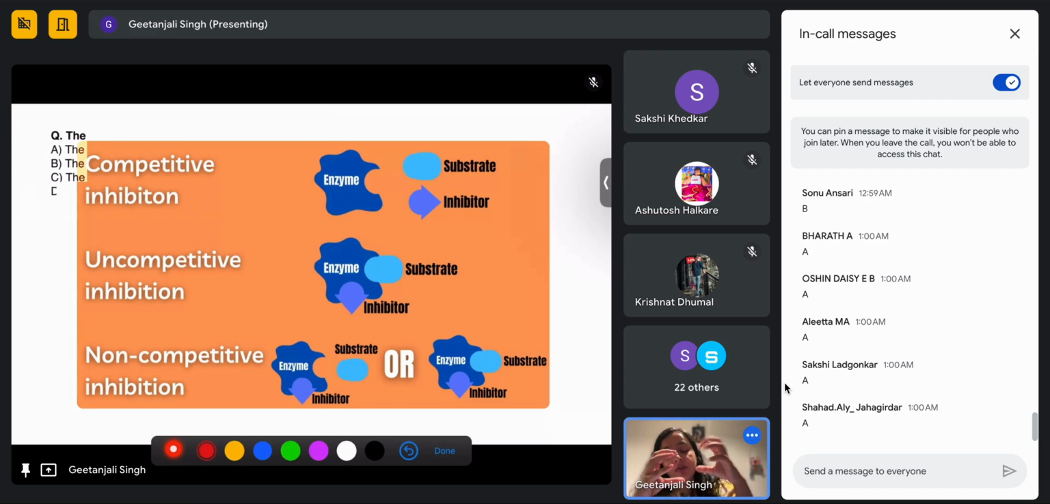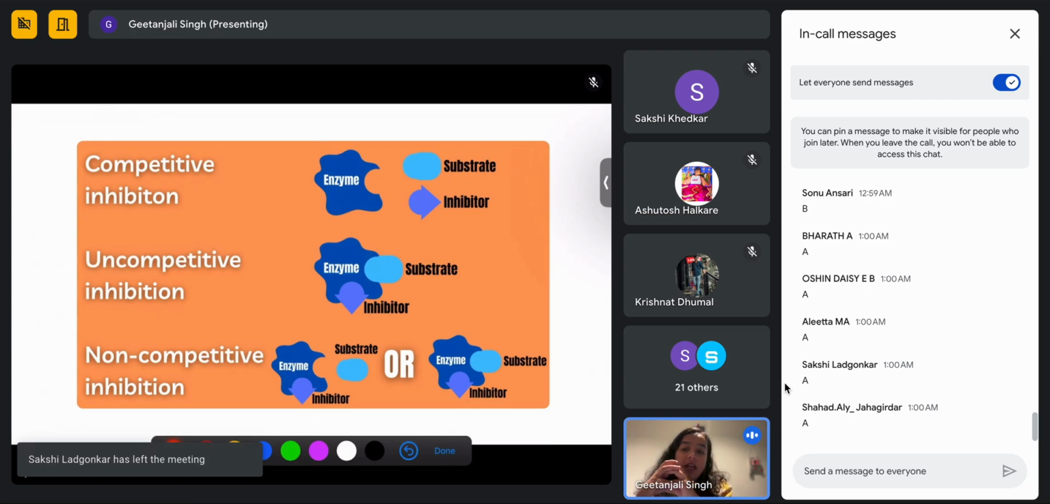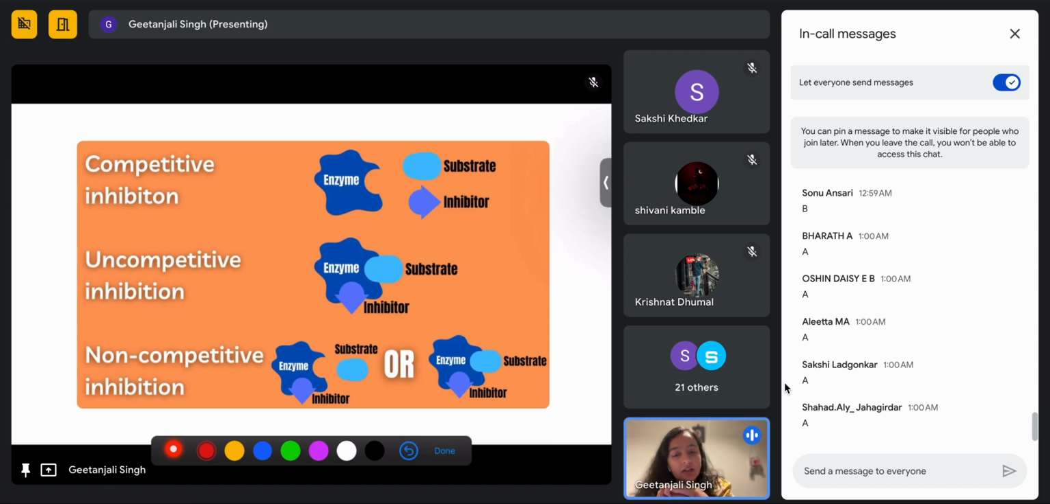If the substrate is more, the probability of the substrate going and binding to the enzyme is more. And that's one way of making this reaction reversible. The other way is decreasing the concentration of inhibitor. If there is less inhibitor, the chances of it going to the active site and binding are less. Hence, the substrate is free to bind with the active site of the enzyme.